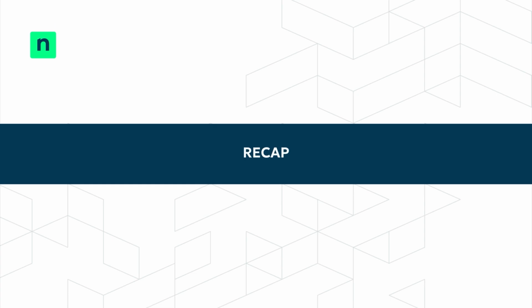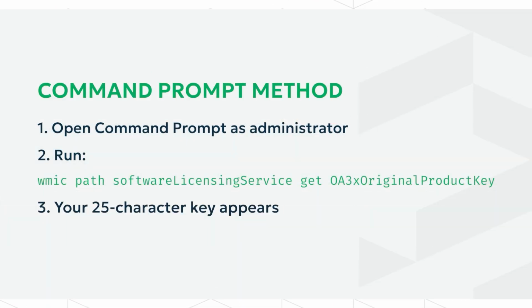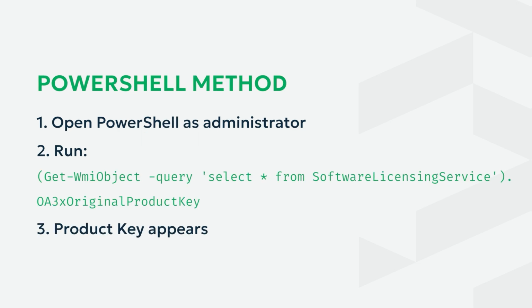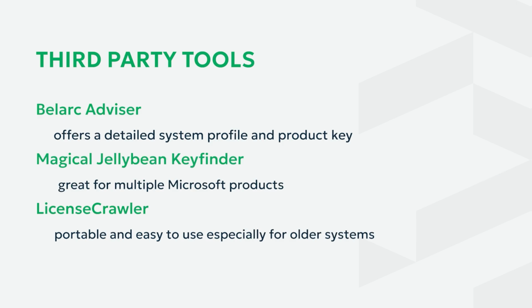So let's quickly recap. These are 3 methods to find your Windows 10 product key. Command prompt method, PowerShell method, or use third-party tools such as Belarc Advisor, Magical Jelly Bean Key Finder, or License Crawler.